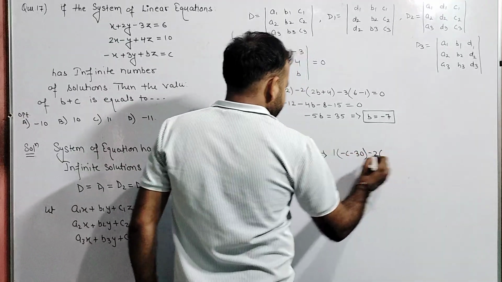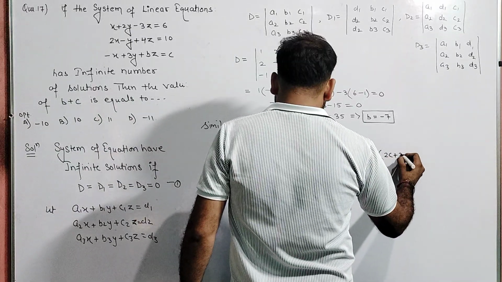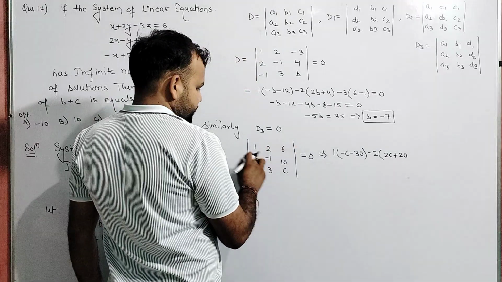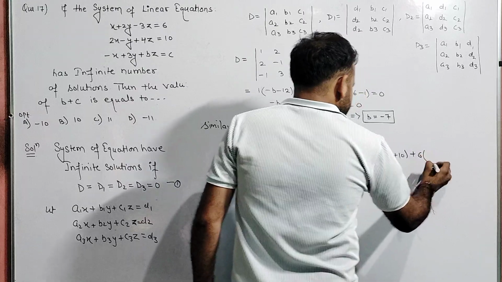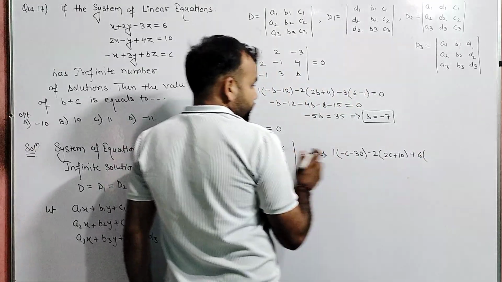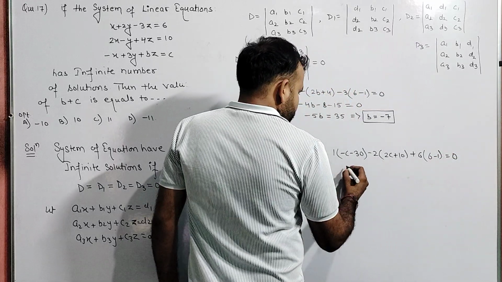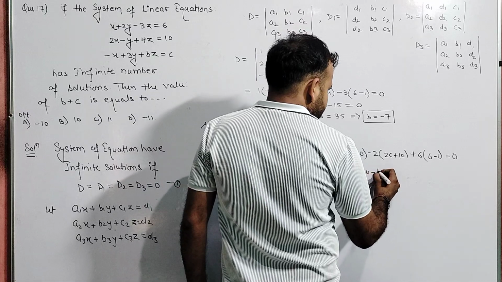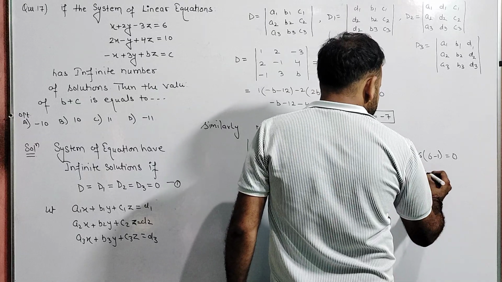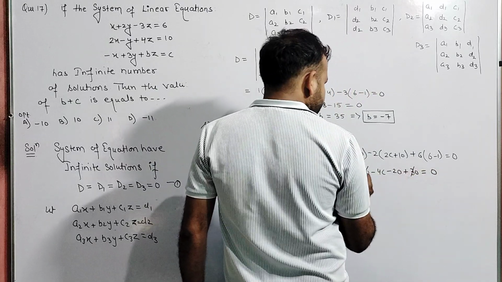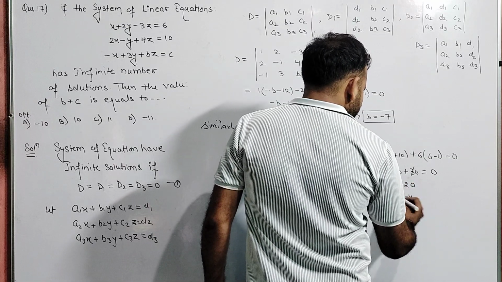minus 2 into this column and this row, expand, 2 into c plus 20, not 20, I will check, 2c plus 10, plus 6 into this and this, 6 minus 1, that is equal to 0. So student, minus c minus 30, minus 4c minus 20, plus 6 into 5, 30, that is equal to 0. 30 is cancelled out by this 30, minus 5c is equal to 20, c is minus 4.